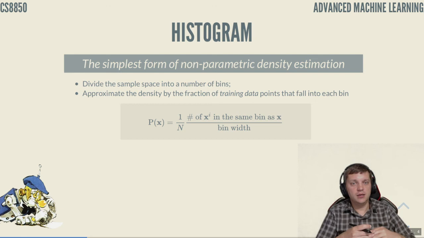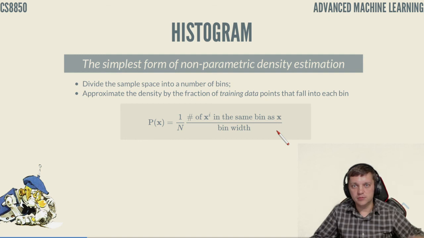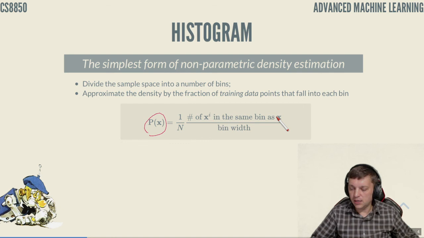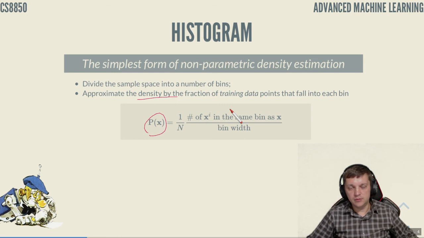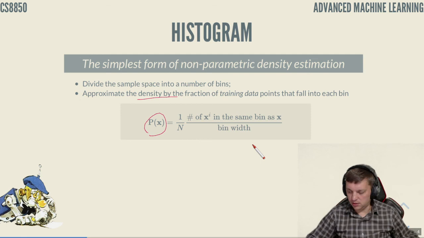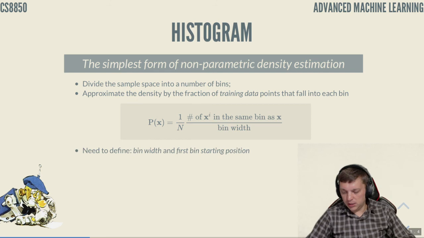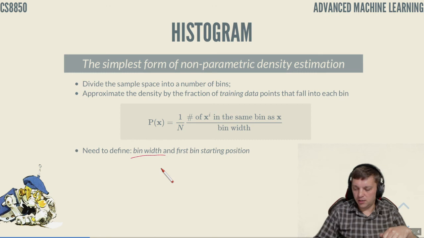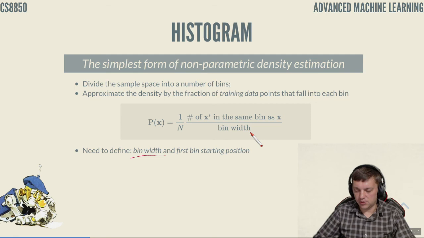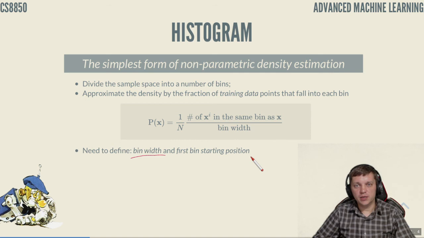We estimate the distribution by computing the counts for each bin. And then after we've done that, we get a new point and use this equation on the slide to compute the probability of this point according to the data representing the underlying density. It's just the count of training samples that fell in the same bin as our sample, divided by the bin width and divided by the total number of training samples. There are variations, the bin width may not be constant and things like that. But just two things to define: bin width and first bin starting position. That's all we need to define as our hyperparameters. With those hyperparameters, we can now estimate this function.